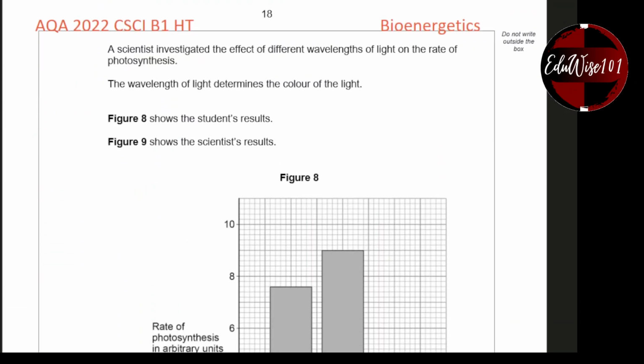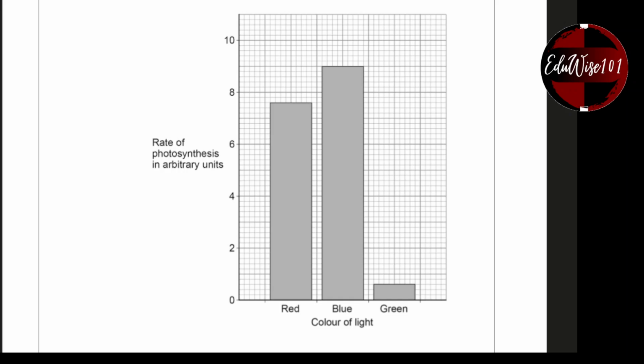Next part. A scientist investigated the effect of different wavelengths of light on the rate of photosynthesis. The wavelength of light determines the color of the light. Figure 8 shows the students' results. Figure 9 shows the scientist's results as well. So you've got figure 8, which is a bar graph. You've got rate of photosynthesis in arbitrary units, and you've got the 3 different colors, red, blue, and green.